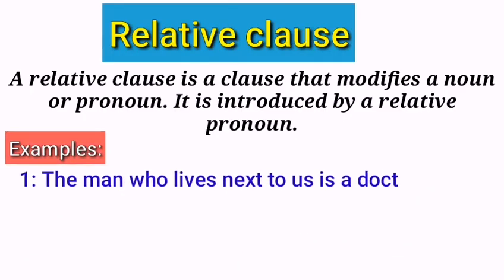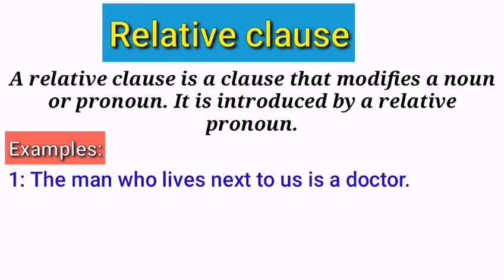The man who lives next to us is a doctor. Look at this sentence, the group of words, who lives next to us, is basically a relative clause. But the question is, how? So, just remind the points which we have mentioned.